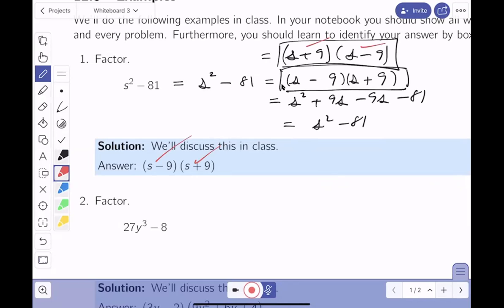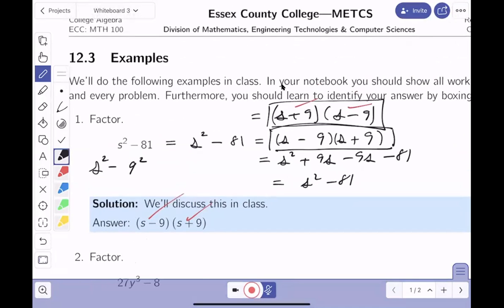So someone said, what's the special pattern over here? This is what's known as the difference of perfect squares. If I were to write that down, the perfect squares would be S squared minus 9 squared. And the pattern for difference of squares, I'll write it down for you. No, you don't have to memorize it. A squared minus B squared, that's a difference of perfect squares, factors very nicely: A minus B times A plus B. Difference of perfect squares.